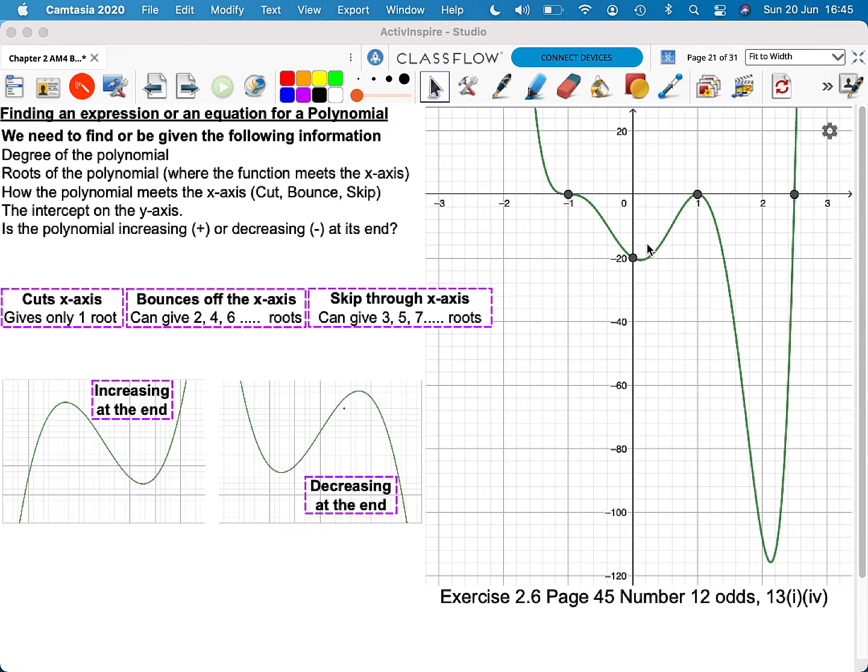If we are given the cut on the y-axis, we will be able to get the exact equation of the line. If we're not given the value on the y-axis, we will not be able to get the exact equation of the line. It will be what's called a general equation.